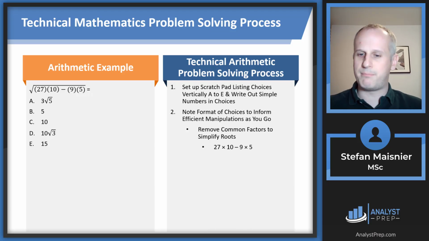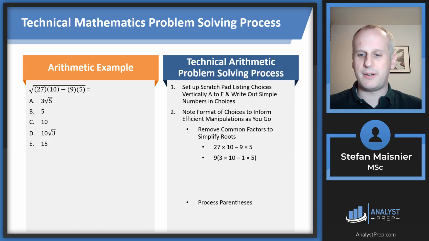So we start by just ignoring the radical symbol and writing out the multiplication distribution that we have of 27 times 10 minus 9 times 5. So we could see that we've got common factors first of 9 in both 27 and 9. So we pull a 9 out of 27, leaving behind 3 times 10. We pull a 9 out of 9, and we leave 1 times 5.